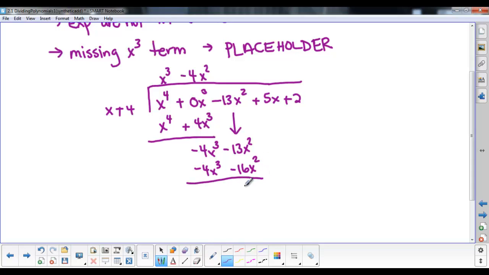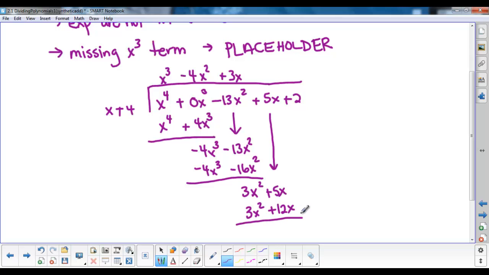And when we subtract, negative 13 take away negative 16, so always be careful of the signs, gives us positive 3x squared. And we drop down the next one. And repeat. For x to go into 3x squared, I know I need to multiply by 3x. And then we take the 3x and multiply. And subtract. 5 take away 12 gives us negative 7x. And finally bring down the very, very last term.